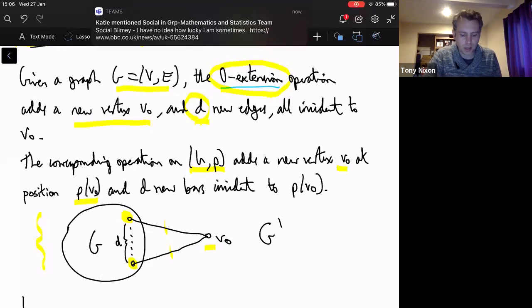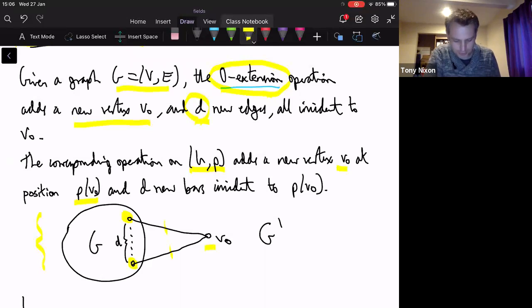Sorry, I think that's MS Teams rather than Zoom notification. Okay.